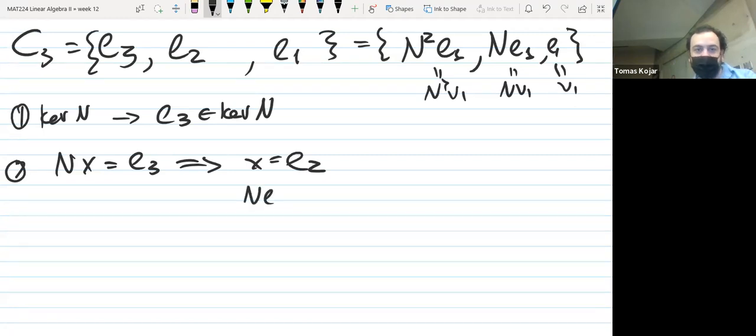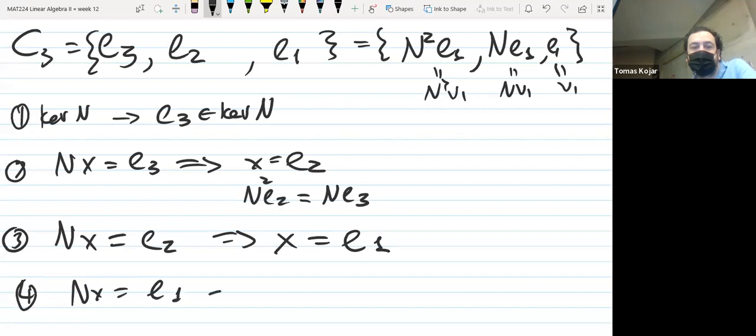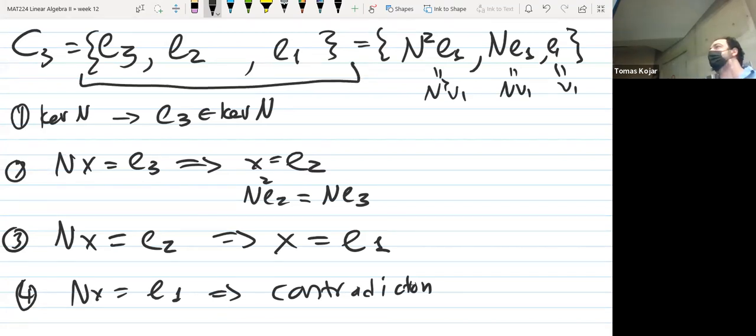And n of E2 satisfies it. N squared of E2 is equal to n E3. Okay? The same, so that's one of them. And then you solve this system again, nx equal to E2. This gave you the solution x equal E1. And we did it again, nx equal E1 gave a contradiction. So you terminate at the third step. All right, so you stop your cycle because it doesn't go any further.